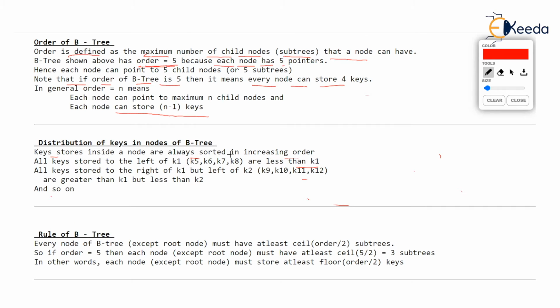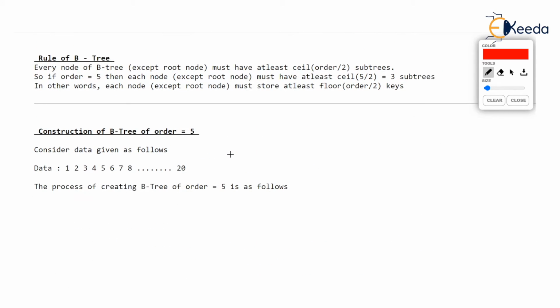Let's see. The rule is every node of B tree except the root node. So this rule is not applicable for the root node. I repeat, the root node doesn't come under this rule. So every node of B tree except the root node must have at least ceiling of order by 2 subtrees. Let's see what we mean by this.